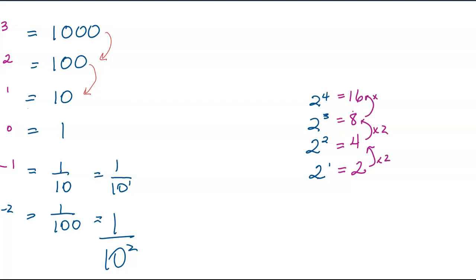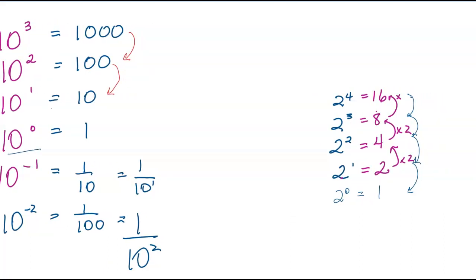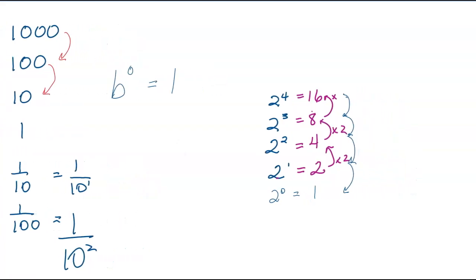But what if you're going down? If you're going down, 16 divided by 2 is 8. 8 divided by 2 is 4. 4 divided by 2 is 2. 2 divided by 2 is 1. So 2 to the 0 is 1. So that is why any base to the 0 power is equal to 1. Okay, no matter what the base is, it's equal to 1. It's the only way this works.